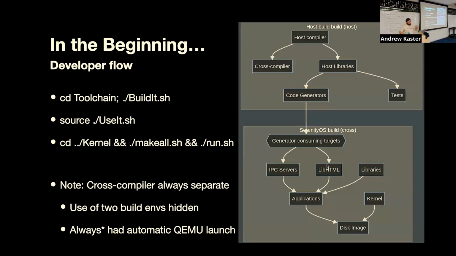But from the point of view of the developer, we always hid the fact that you were building for two different targets at once. So there were many, many contributors who didn't even know that we were building things for the host when you're trying to build the operating system. And I think it's kind of important to understand that. And there's always kind of been an automatic QEMU launch script. So you run the build and it does some stuff, you don't care what, and eventually, boom, you get QEMU and everything works. That's kind of the goal of it.